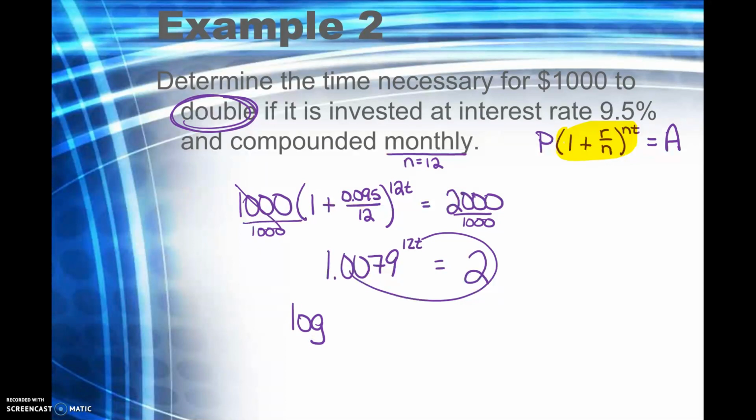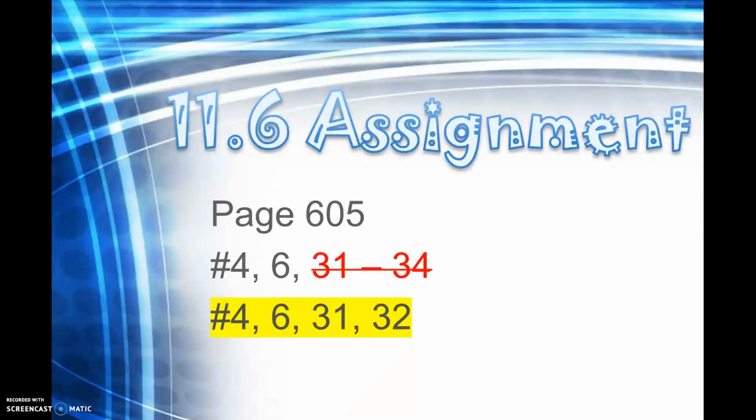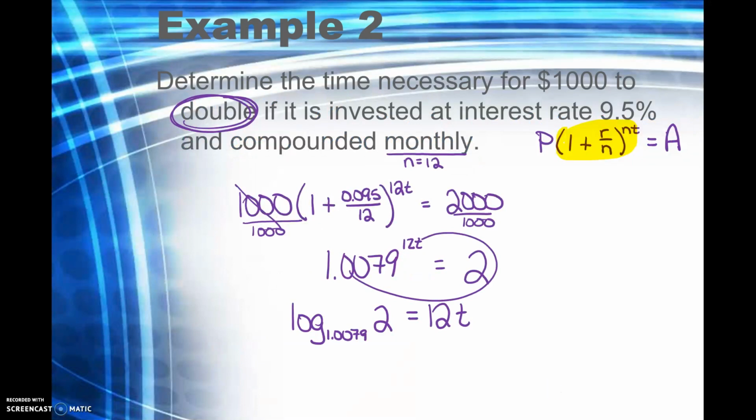Log. We write the base first, 1.0079. The next number we write is the 2 equals 12t. If you have a fancy schmancy calculator, you type in alpha window 5, and then you can type in that 1.0079 and the 2. Otherwise, you do log button 2 divided by log button 1.0079.